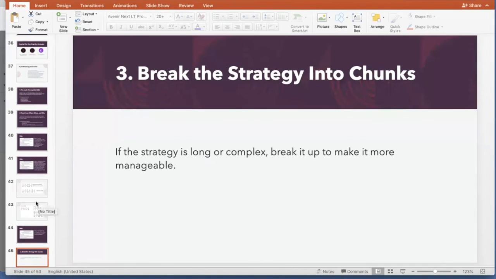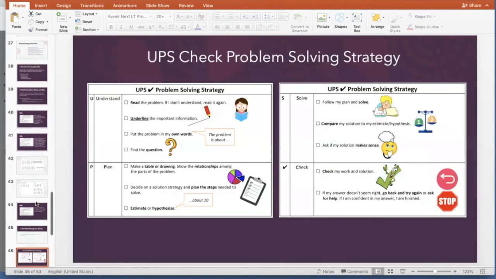That third guideline is break the strategy into chunks. So an example again is this UPS check strategy. This is a lot of steps, right? If we break it up into chunks, all the U steps together, then the P, then the S, then the check, I might spend a week on just the understand steps, right? I'm not going to present this entire strategy in one lesson, even two or three lessons. This is probably going to be weeks' worth of instruction, learning to work through all of these steps.